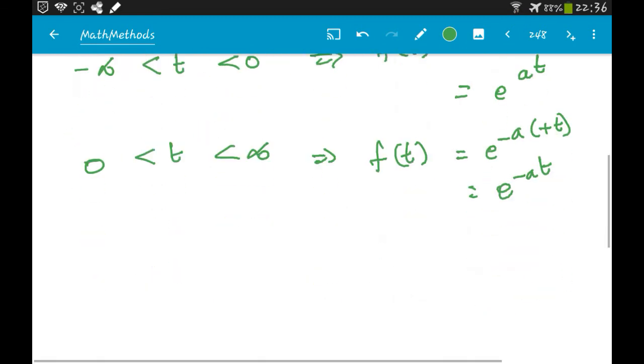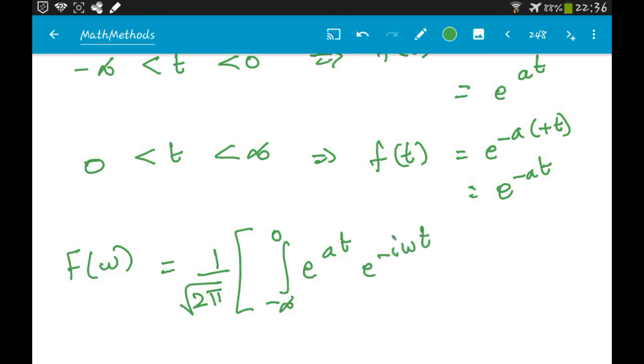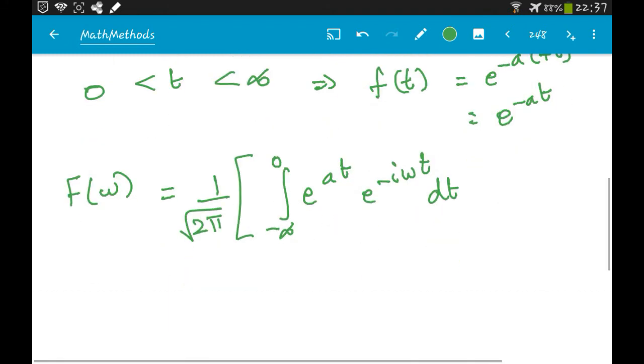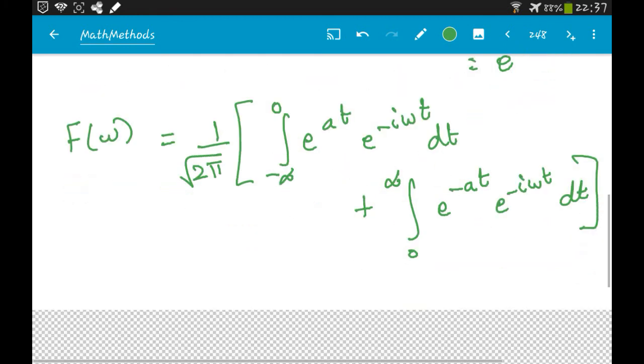Okay, so now let's plug this into our formula. We are going to break our integration into two parts. This will be from minus infinity to 0, f(t) is e^(at), e^(-iωt) dt, and then plus 0 to infinity e^(-at), e^(-iωt) dt. So this is how we split our integral.